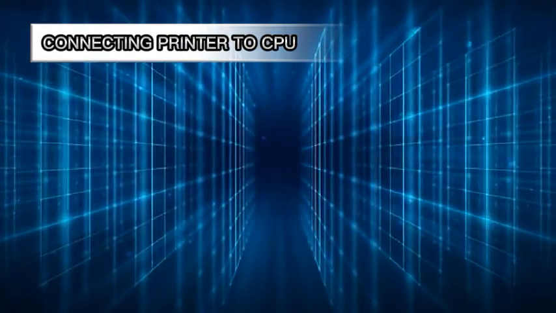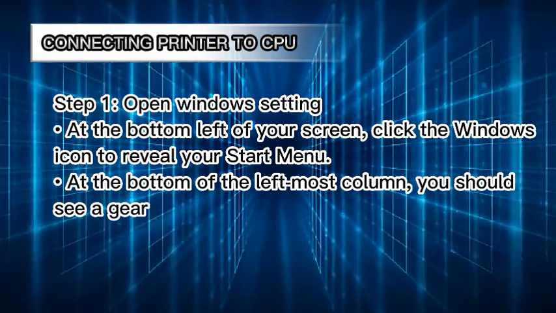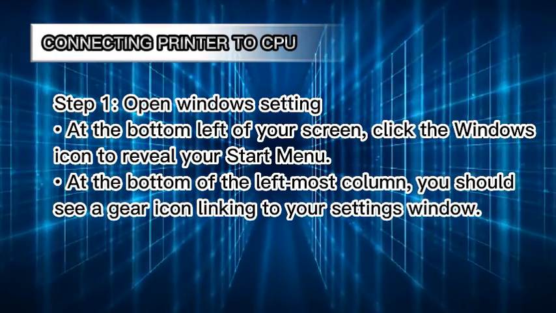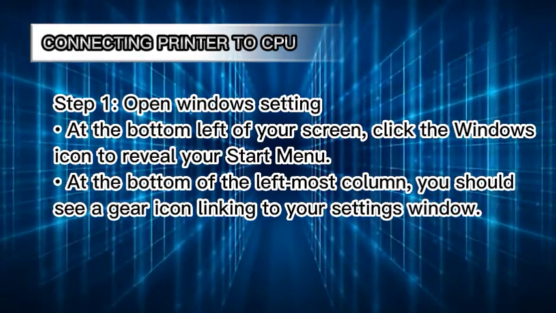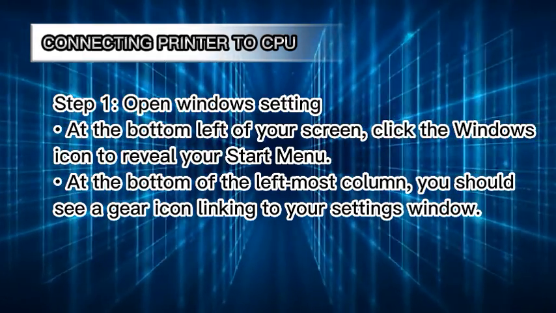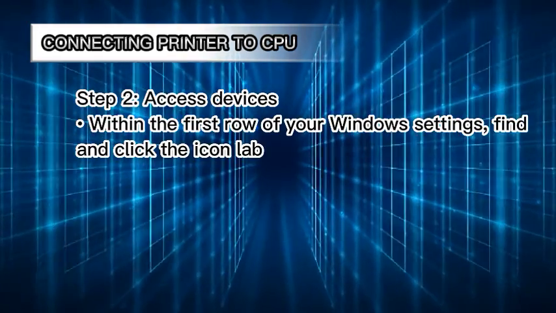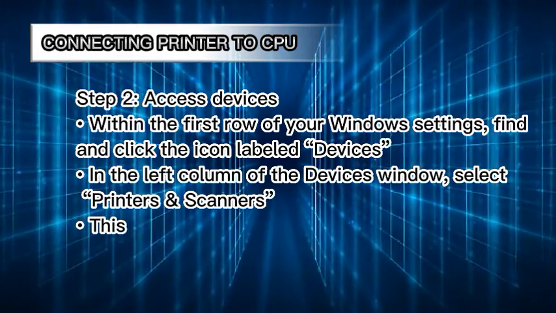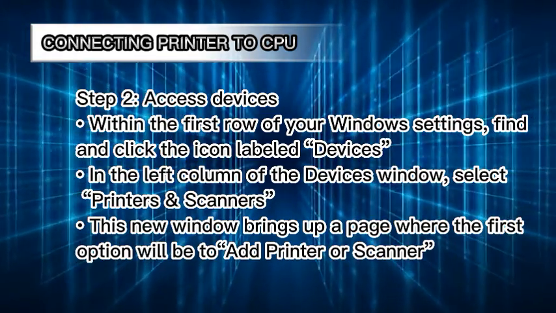Connecting printers to CPU. Step 1. Open Windows Settings. At the bottom left of your screen, click the Windows icon to reveal your Start menu. At the bottom of the leftmost column, you should see a gear icon linking to your settings window. Step 2. Access devices. Within the first row of the Windows settings, find and click the icon labeled Devices.